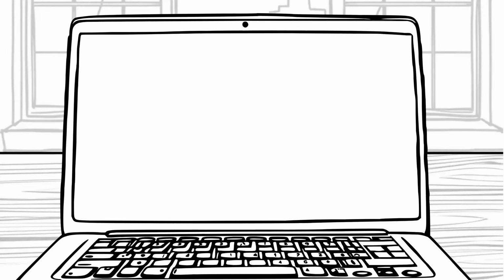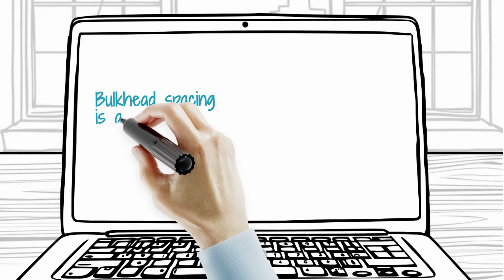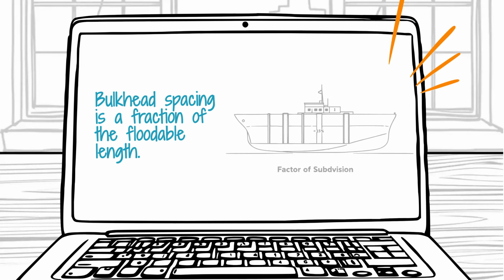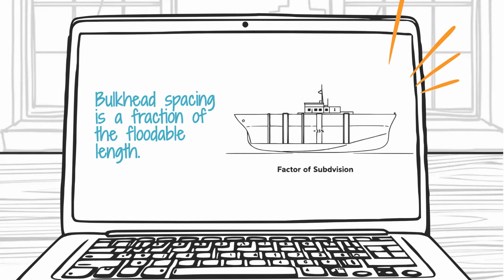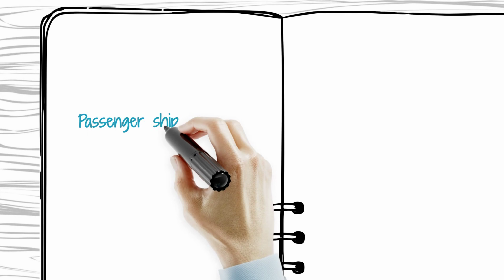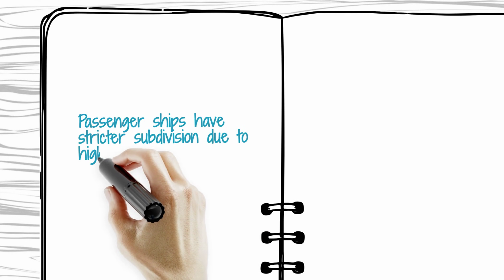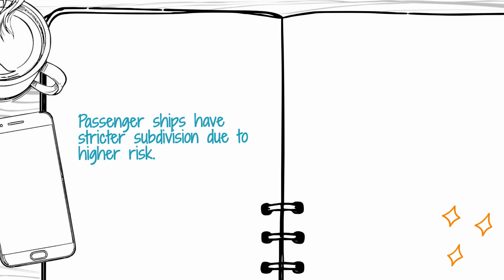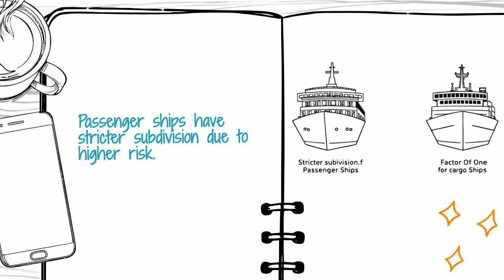The actual spacing of the bulkheads, which creates the permissible length of a compartment, is a fraction of the floodable length. This fraction is called the factor of subdivision. This factor is always less than 1 and is stricter, that is, a smaller value, for passenger vessels because the risk to life is higher, requiring smaller compartments and thus more bulkheads. Cargo ships typically have a factor of 1.